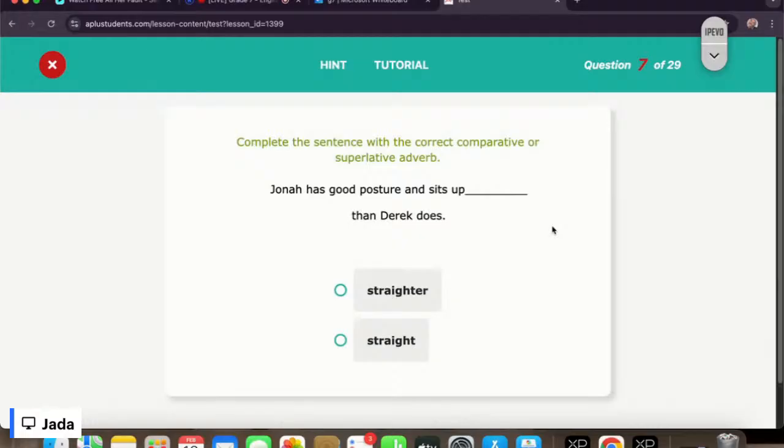All right, that's it for our lesson today on adverbs. Can you tell me if you have any questions?